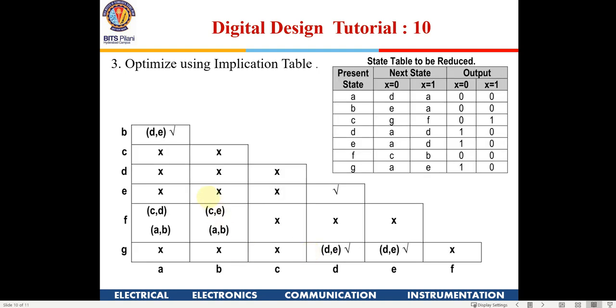So we make an implication table. Here, G is left out, A B C D E F, and here A is left out and we start from B C D E F G. Now we have to take one each from here.